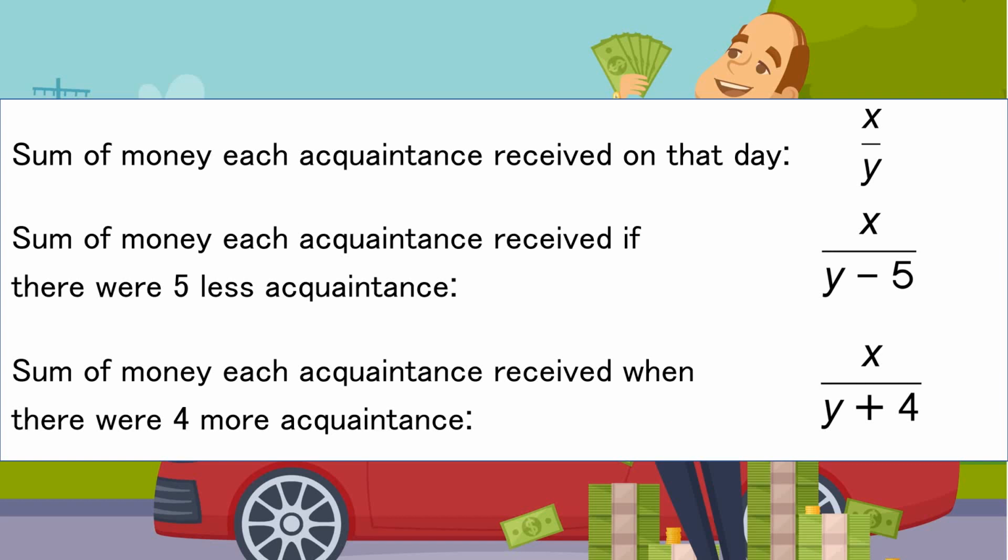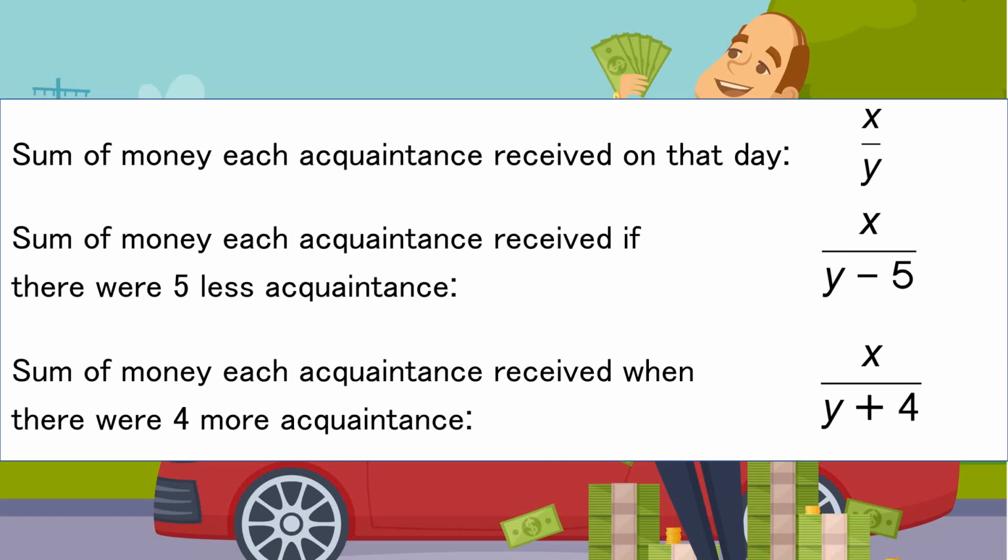Now, the sum of money each acquaintance received when there were 4 more acquaintances, which means the number of people are getting increased by 4, which means Y becomes Y plus 4. X remains the same because the amount of money is constant, but the number of people are getting decreased or increased with regard to the question. So we just write Y plus 4 instead of Y.